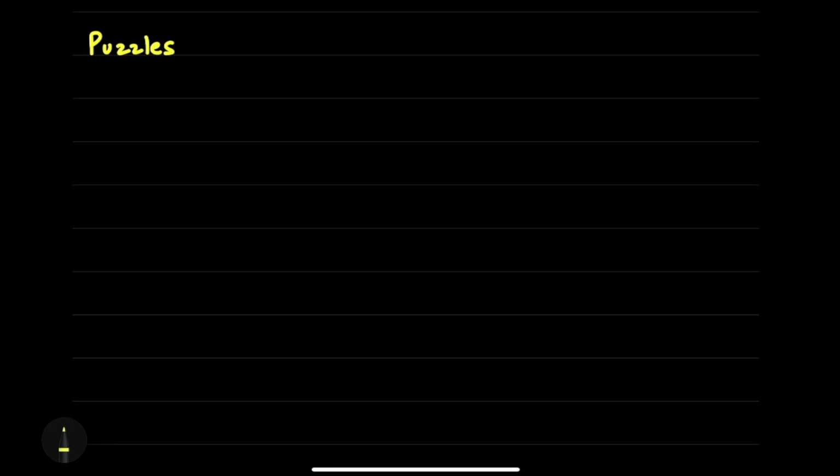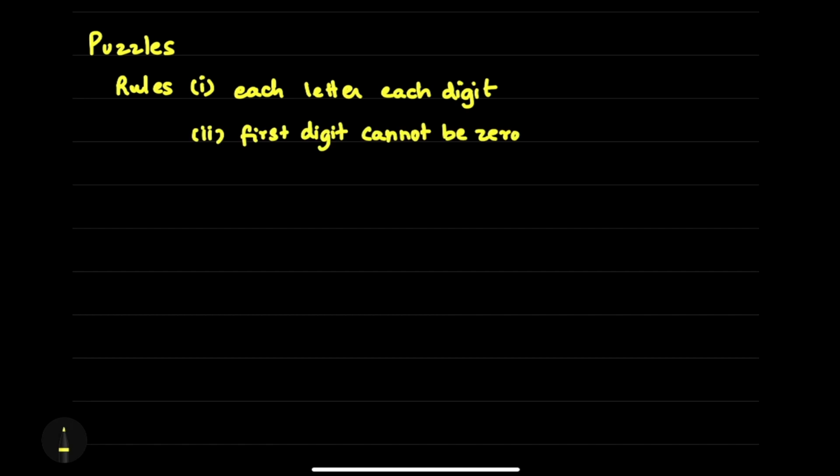Now it's time for some puzzles. The puzzles have two rules. First, each letter will only have one digit. The next rule is that the first digit cannot be 0, i.e. something like 0065 or 065. No, the number should be 65.